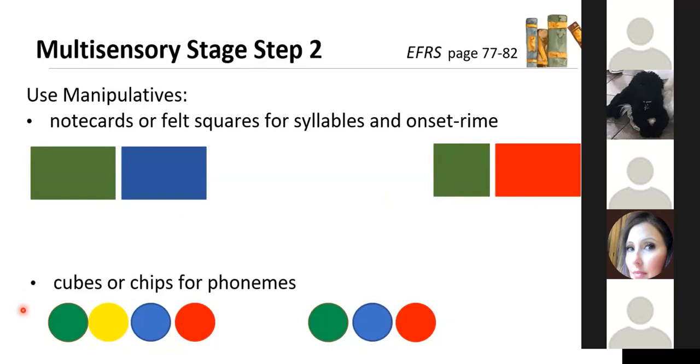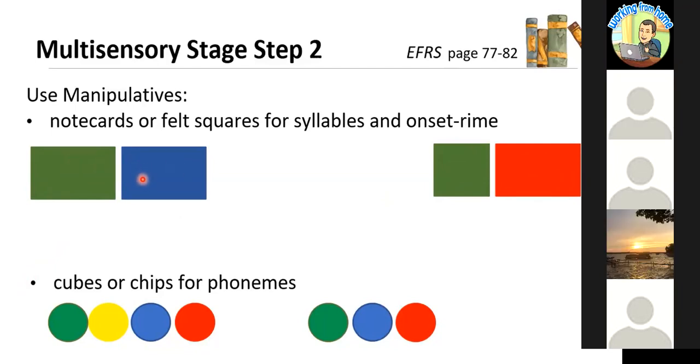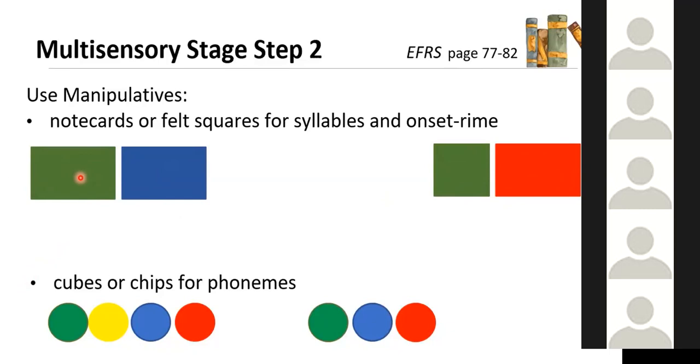And then when I'm working at the phoneme level, I use chips or I use Unifix cubes to help with that. So I'll just go over the way this would work. So here's one example. Let's say I'm showing the students the word napkin. I may have them start by just tapping it, napkin. Say napkin without nap, and then I just remove the card, and I get kin.